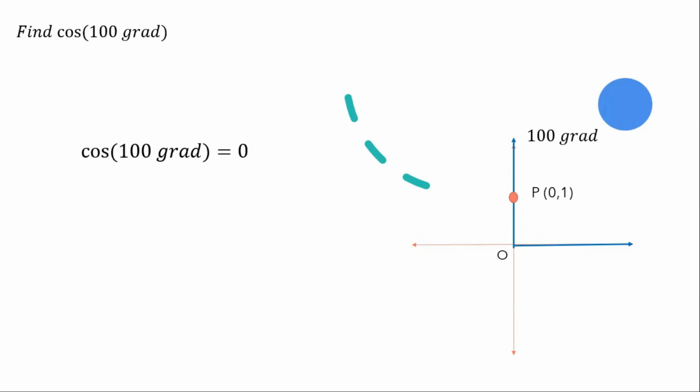Next, cosine of 100 grad. The terminal side of 100 grad is on the positive y-axis. Consider point P (0, 1). So 100 grad is actually equivalent to 90 degrees. So cosine of 100 grad is 0.